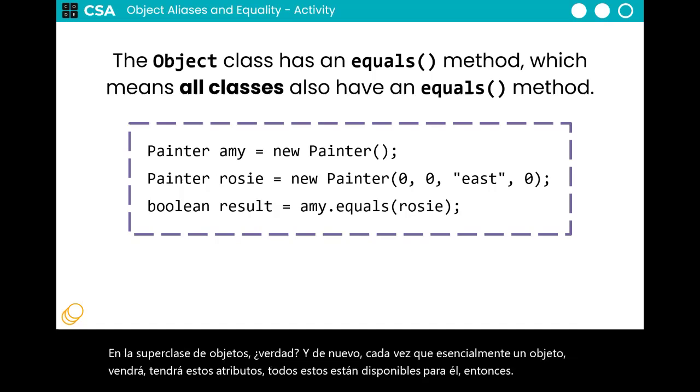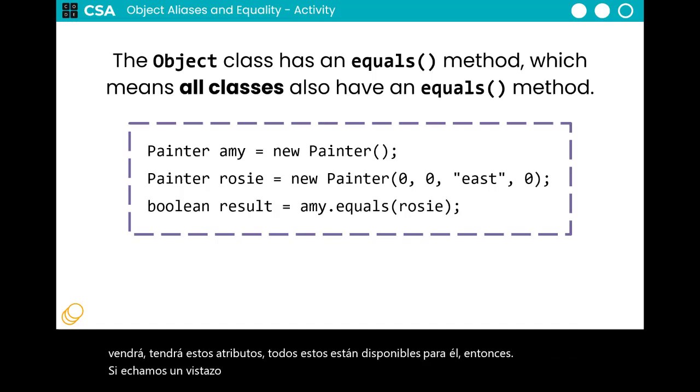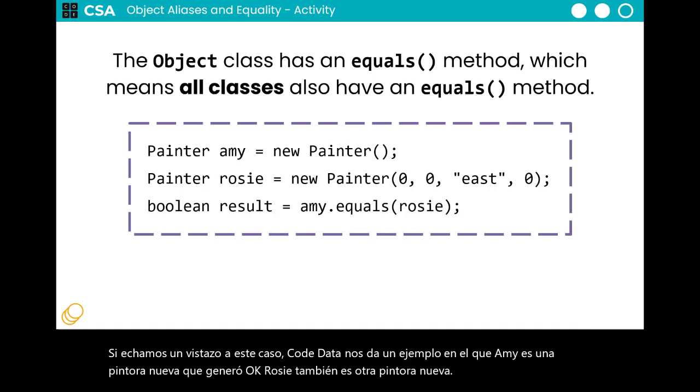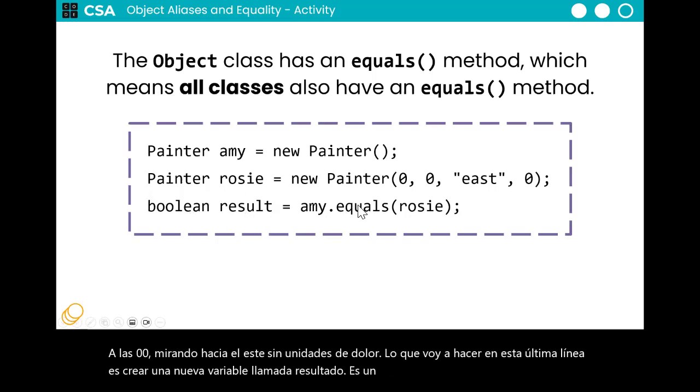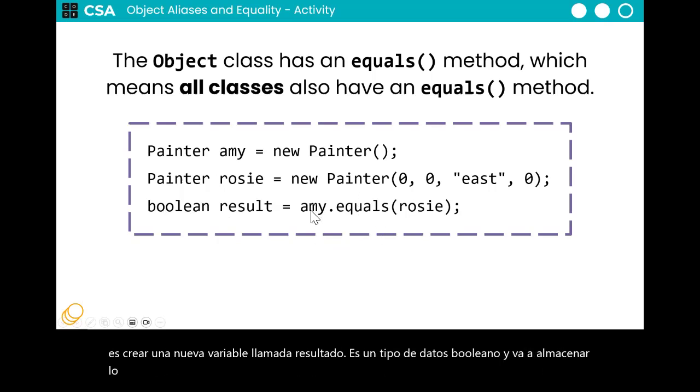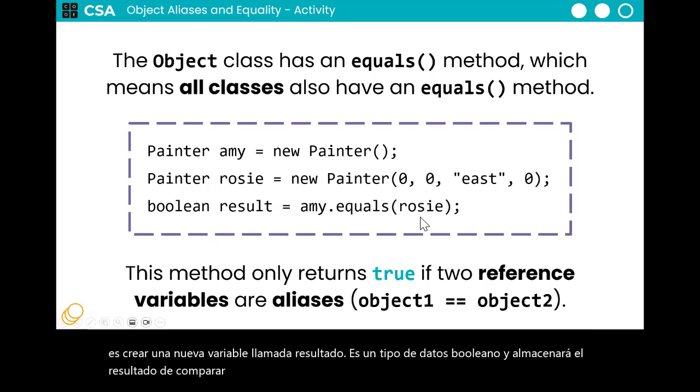So if we take a look at this case, code.org gives us an example where Amy is a new painter that spawned. Okay, Rosie is also another new painter we instantiated at 0, 0 facing east with no units of paint. So in this last line we're going to create a new variable called result. It's a Boolean data type, and it's going to store whatever the result is from comparing Amy to Rosie. Okay. And this is only going to return true if two reference variables are aliases of each other.